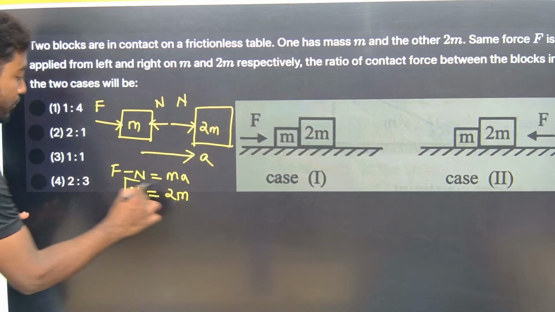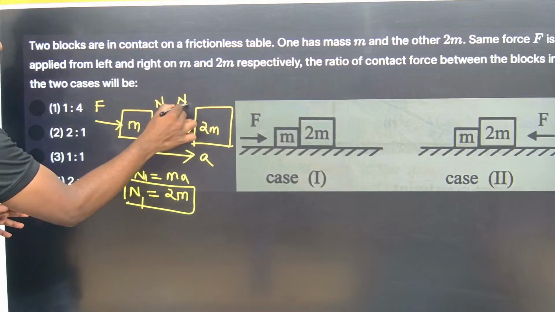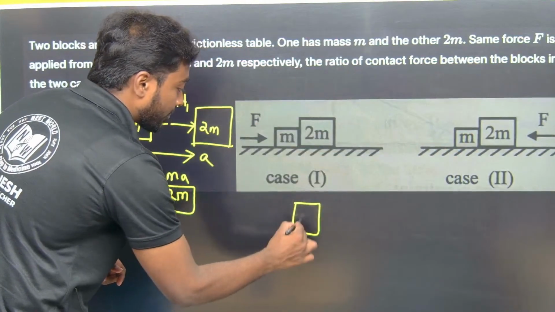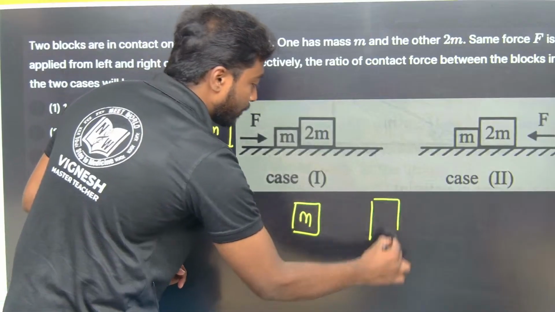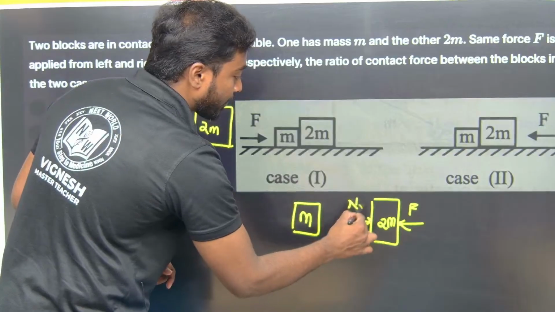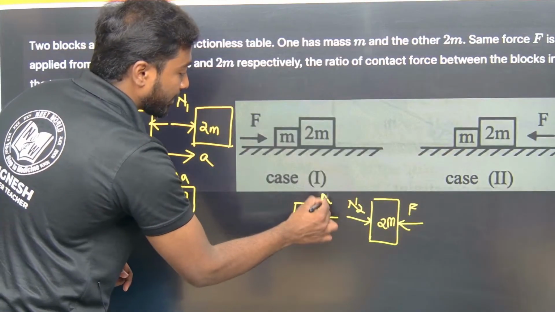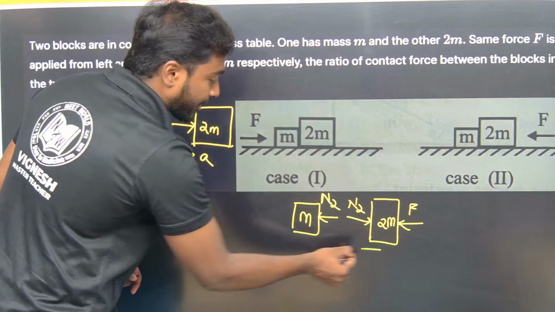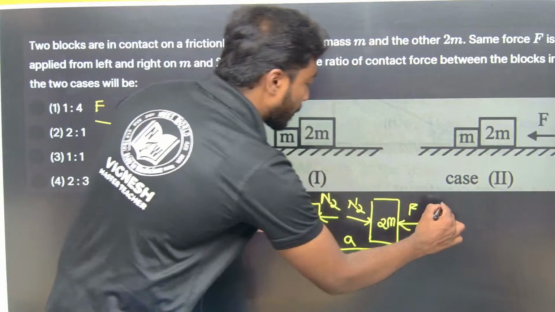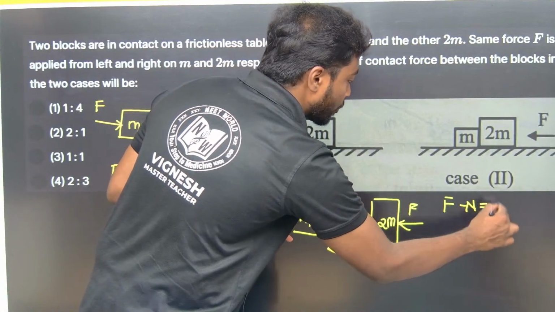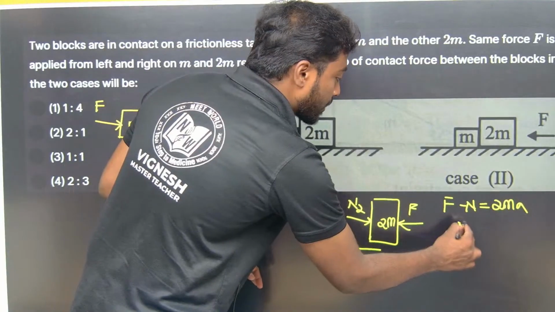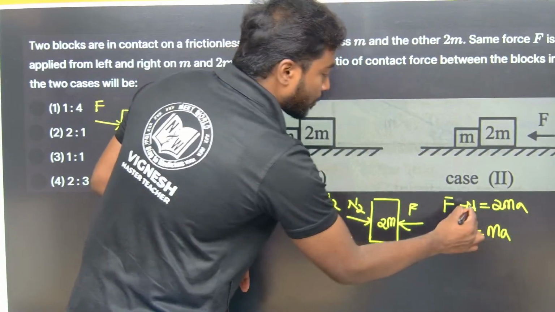This is the normal force of the first case, n1, I will take. And for the second case, this is my free body diagram, this is mass m and this is mass 2m. Here force is applied, the normal force will look like this, n2, and one more normal force, this is n2, right? Now the acceleration of the block is from right to left, that is a. The equation for the first one is F minus n is equal to 2m a. For the second one, n will be equal to m into a. So this is n2, right?